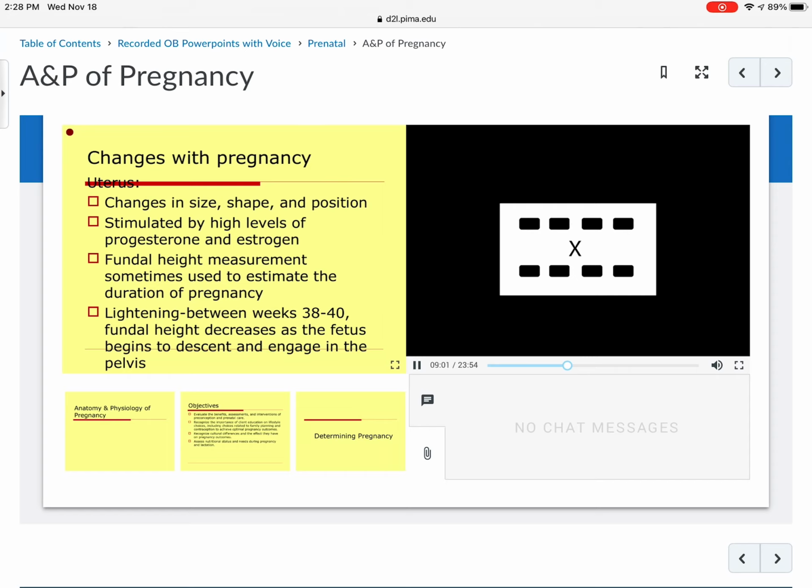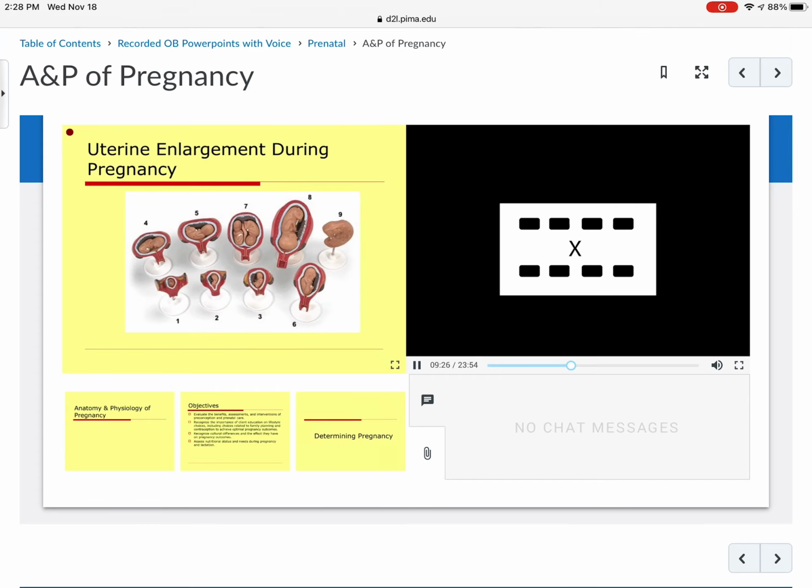The uterus changes in size, shape, and position, and of course, that's just pretty logical. The baby grows, the uterus grows. It is stimulated by the high levels of progesterone and estrogen. The fundal height measurement is sometimes used to estimate the duration of the pregnancy. And lightening occurs between weeks 38 and 40, so the fundal height decreases as the fetus begins to descend and engage in the pelvis.